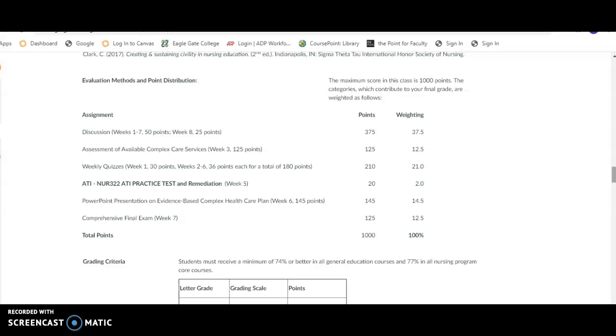There are 2 assignments in this class. One is assessment of available complex care services. I will go through that in the initial meeting. And the other one is a PowerPoint presentation in week 6, and there will be a video presentation also available on that. I also do include sample papers. I happen to be a visual learner, and I think it's great to see what something looks like. Please do not use the sample papers as a framework because it would come up on your Turnitin score.